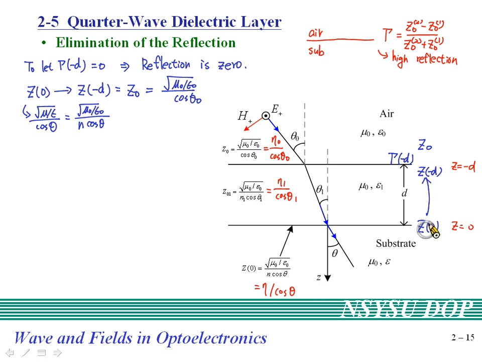To transform a real number wave impedance to another real number wave impedance, we will use the quarter wave dielectric layer. So we let Z of minus d be minus quarter lambda z.